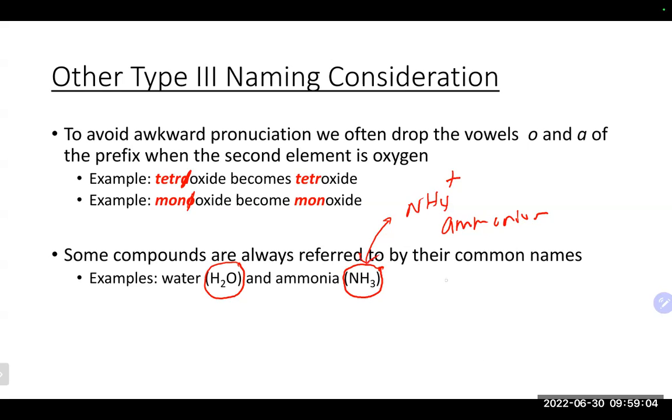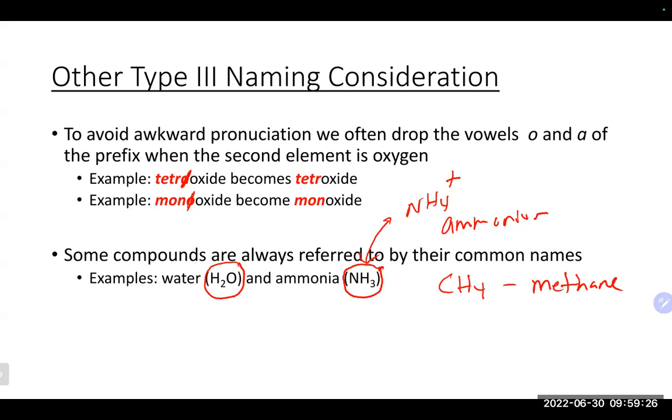Another one you can add to your list is CH4. That is the simplest organic molecule you could have. That is known as methane. So these guys that are common names, you should always use the common names for them and not any type of other name. Any questions on that there?